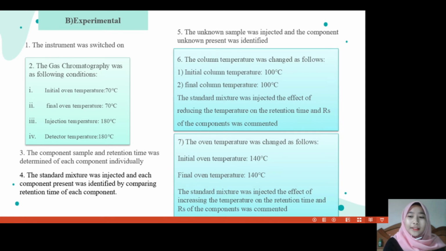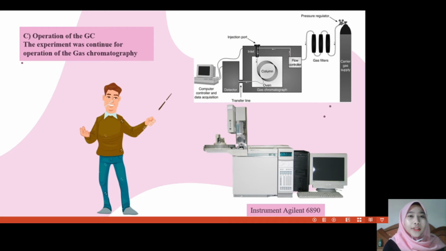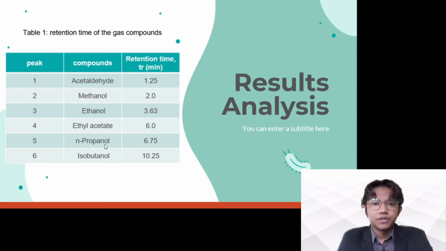Then the last part of the procedure is the operation of the gas chromatography. The experiment was continued for operation of the gas chromatography. The figure on the slide shows the instrument that we use to run this experiment. The instrument that we use to run this experiment is the Agilent 6890. This is the result that we conclude from this experiment.